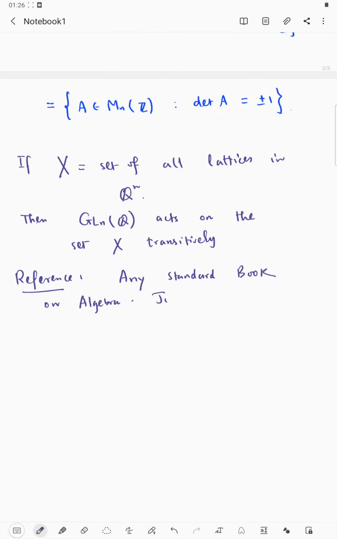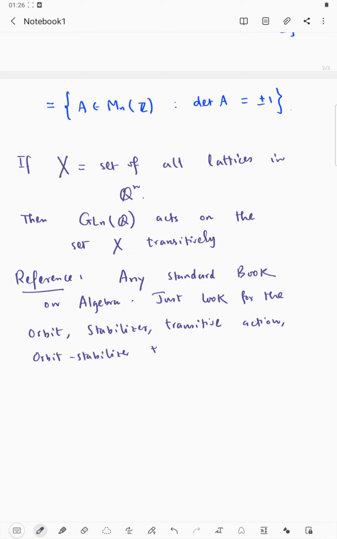So just look for the orbit, stabilizer, transitive action, and orbit stabilizer theorem. Okay.